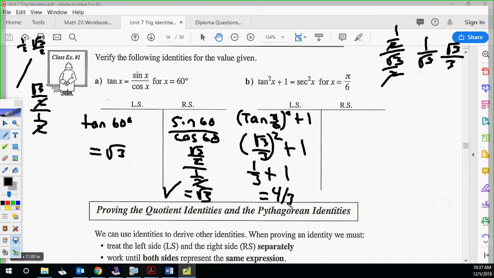Well, secant is 1 over cosine, right? Okay, so let's go ahead and look at it. So secant at pi over 6 squared. So what is cosine at pi over 6? Root 3 over 2. Okay, but we want to flip it because it's secant, right? So we want 2 over root 3. That's what secant is, correct? And now we're going to square it.